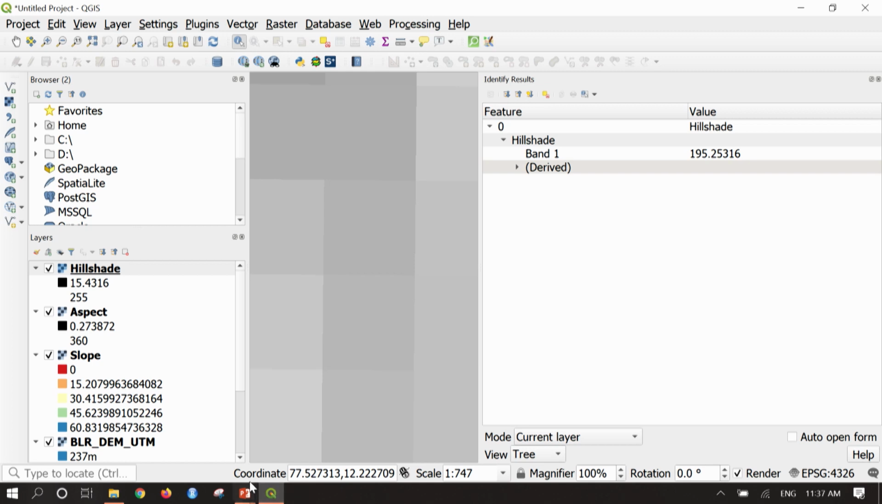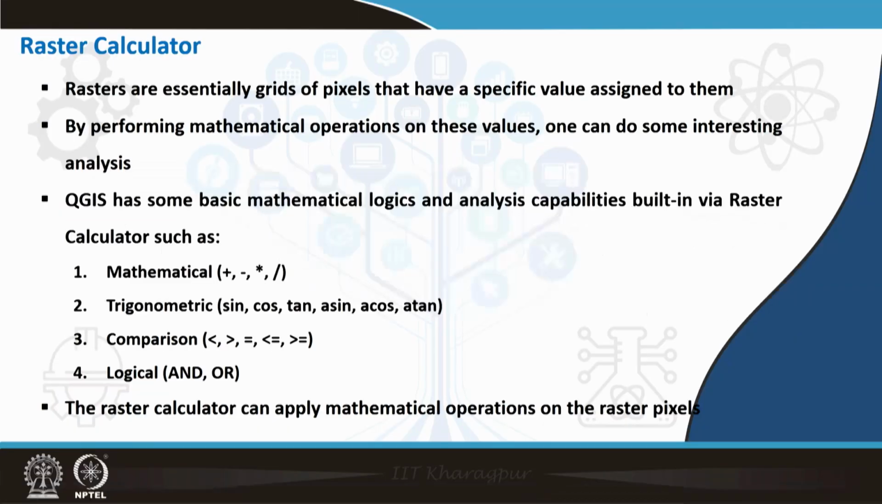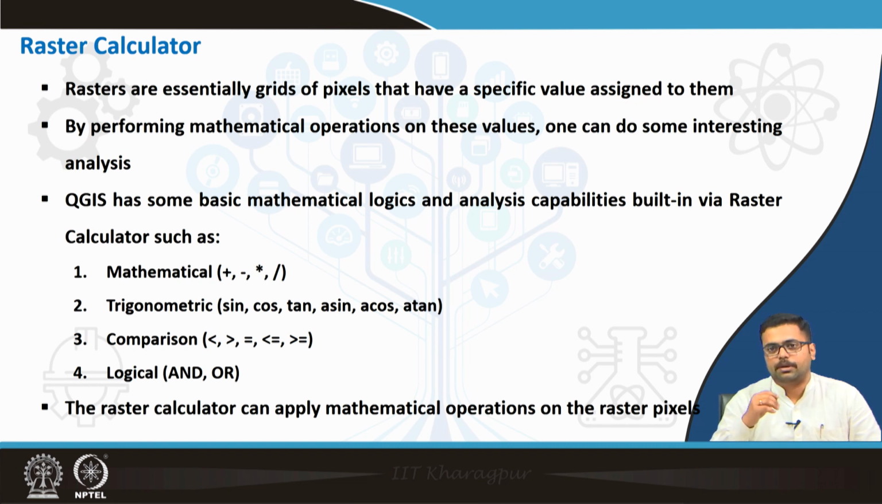Like this, each and every pixel has its own value. So, you can perform various mathematical operations on these pixels to see some interesting results. QGIS has some basic mathematical and logical operators. If you take mathematical, it has addition, subtraction, multiplication, division. If you take advanced calculations such as trigonometric operations, sine, cos, tan, angles can be given. Or if you take comparison, you can mention whether a pixel is lesser than 30 meter, whether a pixel is greater than 30 meter, something like that.